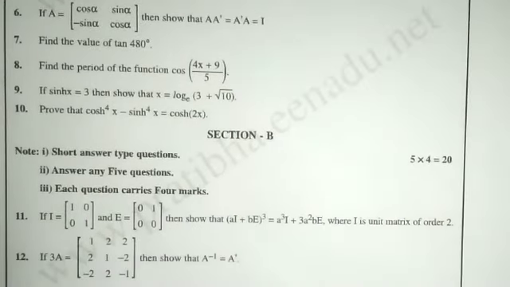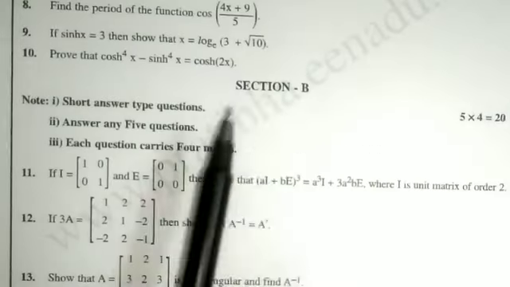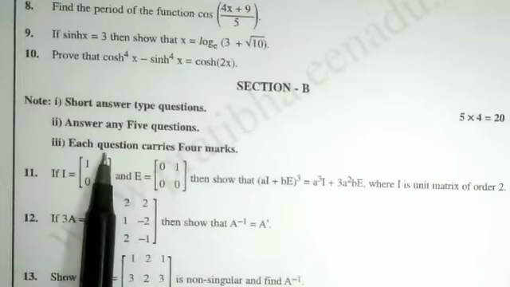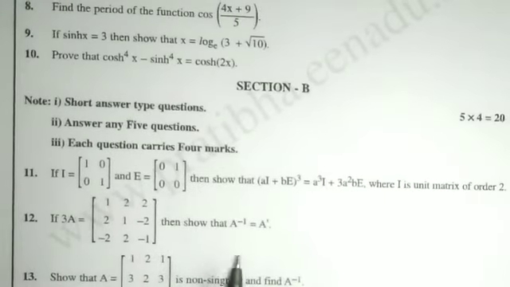Now let us see the 4 marks questions. Section B, short answer type questions. Answer any 5 questions. Each one carries 4 marks here. 5 fours are 20. Okay.